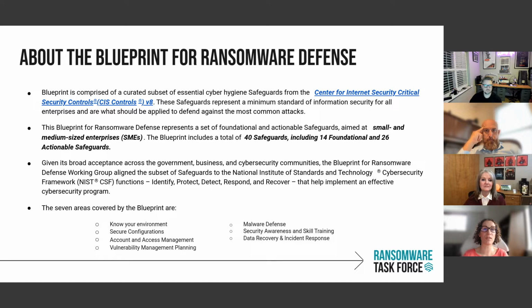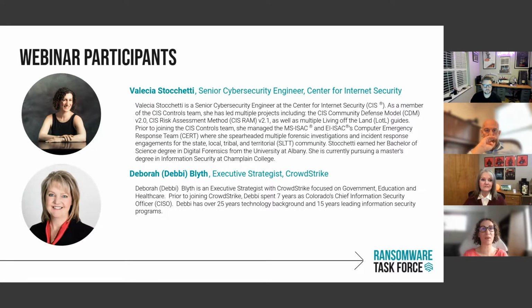The blueprint consists of 40 safeguards that are aimed at small and medium-sized enterprises. And to make it more consumable, they are broken down into 14 foundational and 26 actionable safeguards. And the safeguards themselves have been selected not only for their ease of implementation, but also the effectiveness in defending against ransomware attacks. So there's 7 major areas that we cover in the blueprint. You can see them up on the screen. And they cover a broad spectrum of activities, anywhere from asset management all the way up to incident response.